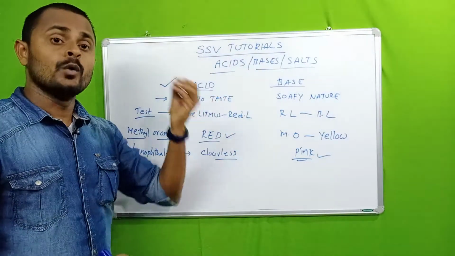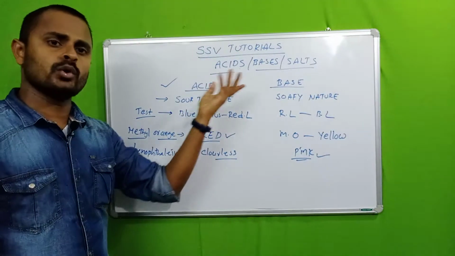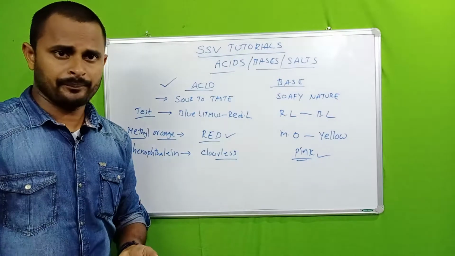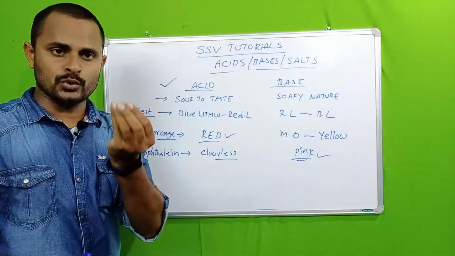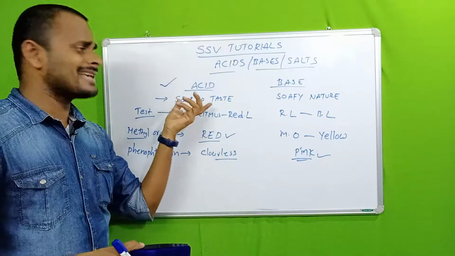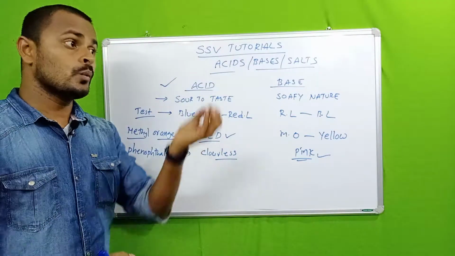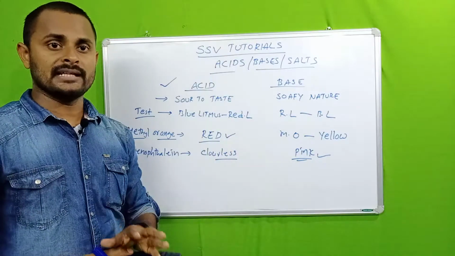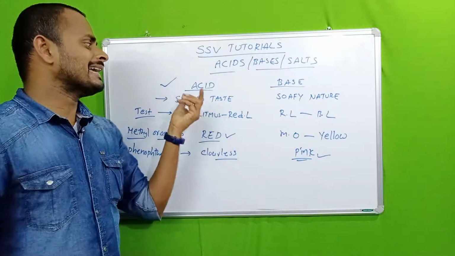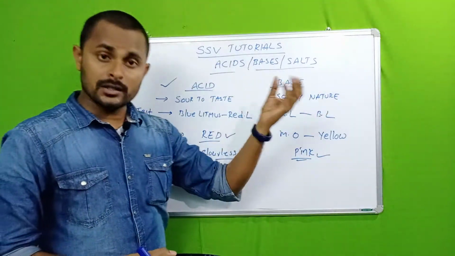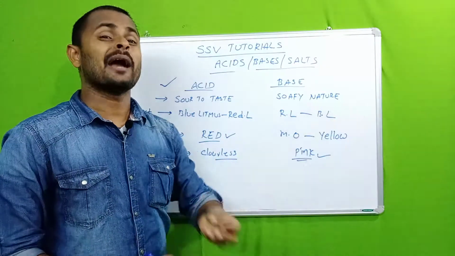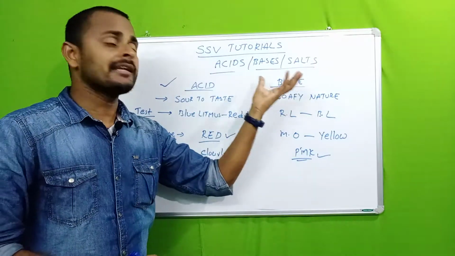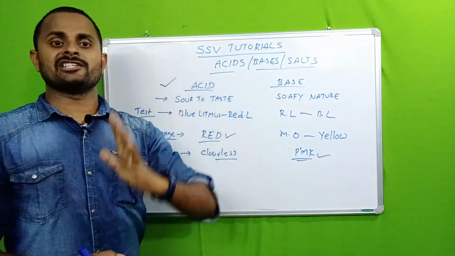Acid means substances which are sour to taste are called acids. For example, citric acid: the juice in a lemon is called citric acid, so it is an acid content, and it is sour to taste. Objects which are sour to taste contain acidic substances. And substances having a soapy nature and bitter taste have basic nature.